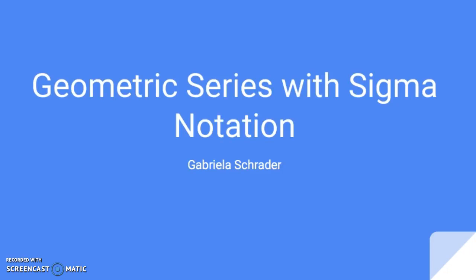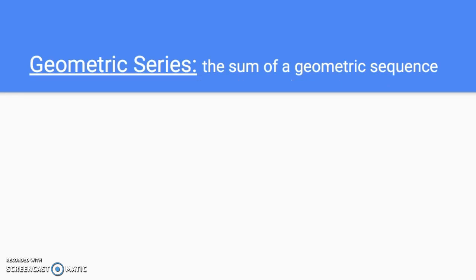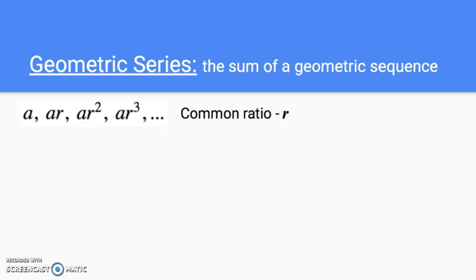Geometric series with sigma notation. A geometric series is the sum of a geometric sequence, which is a sequence where each successive term is the previous term multiplied by a fixed value called the common ratio.